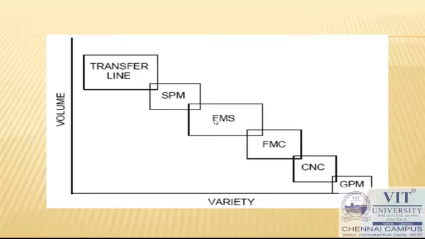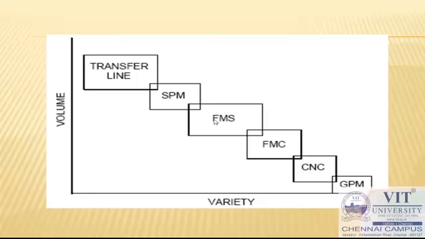So where can we implement FMS? That is a big question. If the variety is more and the volume of the component is less, we can't implement FMS there. Here, use general purpose machines, that is, conventional lathes or conventional machining machines.